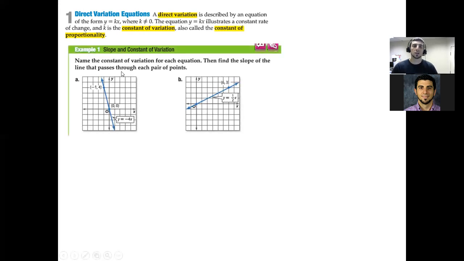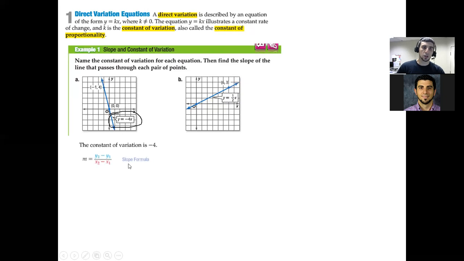So name the constant of variation for each equation, then find the slope of the line that passes through each pair of points. So the constant of variation for this one is 4. You can see the equation is y equals 4x, negative 4x. And so the constant of variation is negative 4, the number in front of x. The slope is the change in y over change in x.